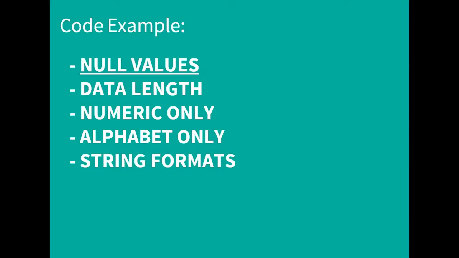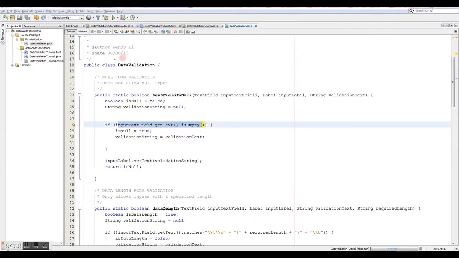Firstly, I'll be running you through a code example of how to validate null values. As seen here, this is my null form validation method, which does not allow null inputs. The input text field is a text field we're validating. The input label is the label that we're going to show the error message on, and the validation text is the error message we're going to show.